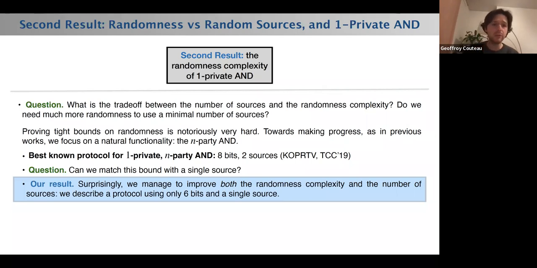So currently, the best known protocol for one private n-party AND is a TCC 19 paper that securely computes the n-party AND using 8 bits of randomness and 2 sources. So we ask, well, if you want to use a minimum number of sources, which by our previous result is 1, is it possible to match this lower bound? And surprisingly, we actually managed to improve simultaneously the randomness complexity of the protocol. We lower it to 6 bits and to use a single source. So it's a result which is also of independent interest as a study of randomness complexity for some simple functionalities.